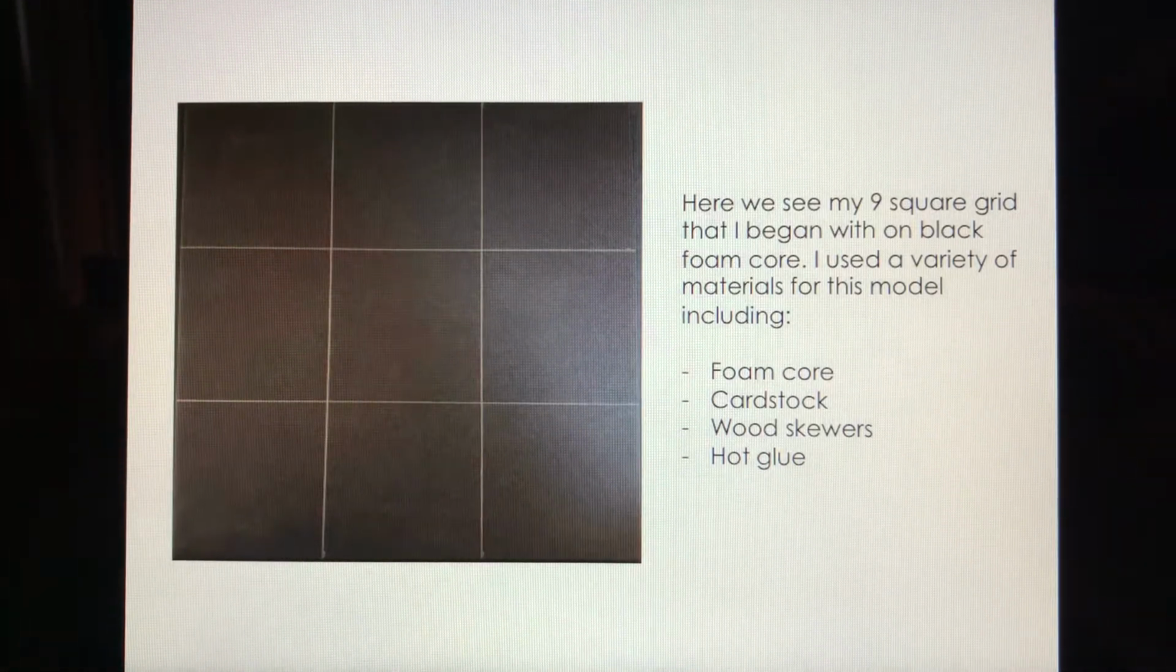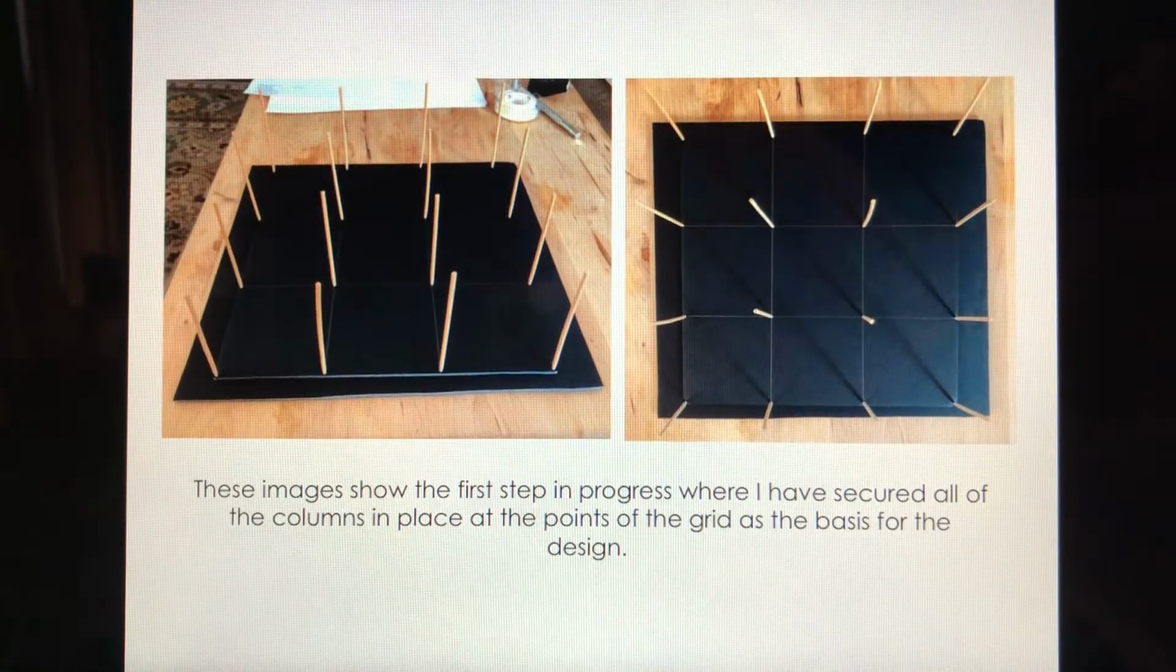Here's my original 9-square grid that I began with on black foam core. I used a variety of materials, including foam core, cardstock, wood skewers, and hot glue. These images show the first step in progress where I have secured all of the columns in place at the points of the grid as the basis for the design.